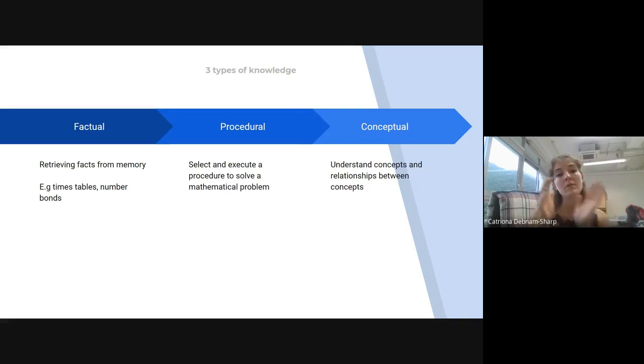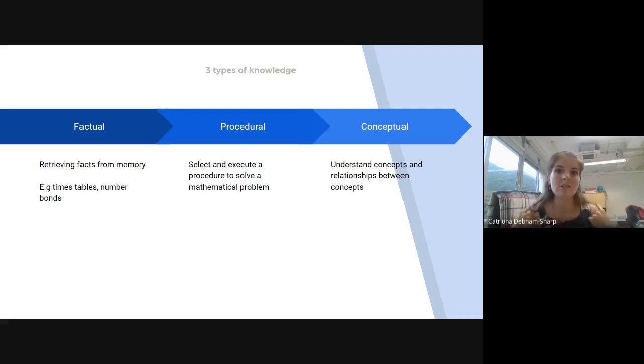But then moving on from that factual knowledge is also the procedural knowledge. So actually knowing what you need to do to solve a mathematical problem. So working out what's being asked, deciphering the problem, and then working out which operation to use and then executing it. Then the final type of knowledge that we look at is conceptual. So actually understanding concepts and relationships between concepts and then linking them together.